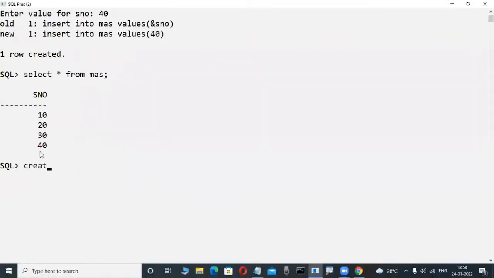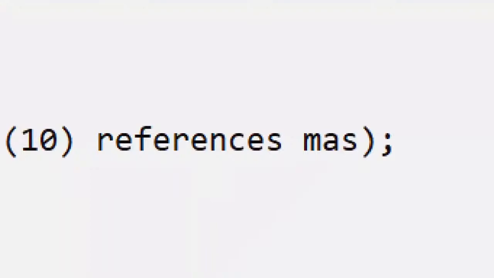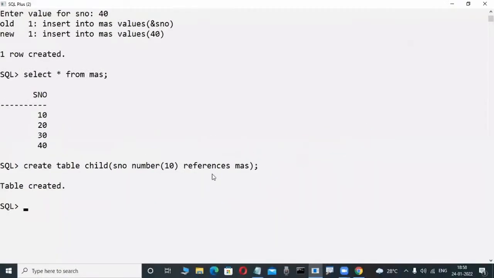Now I try to create a child table. In the future you will also create some child and master tables. There are so many things, and some clauses, like REFERENCES and ON DELETE CASCADE. There are so many clauses.